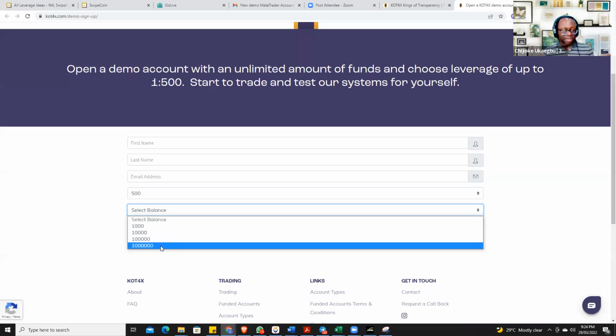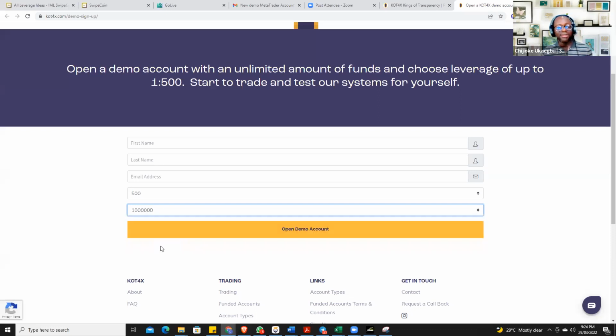Okay, this is a demo account. It's not real money. So you can see $1 million US here. You're not going to be able to withdraw it. Okay, it's practice money, risk-free money. So go ahead, select the largest amount available and click open demo account.